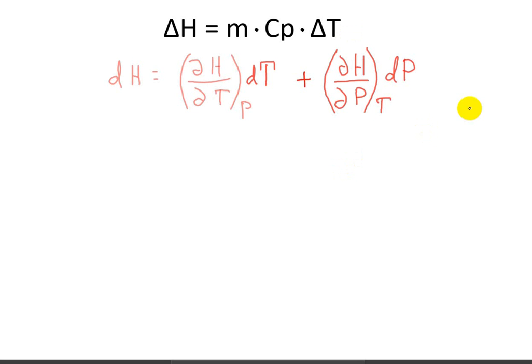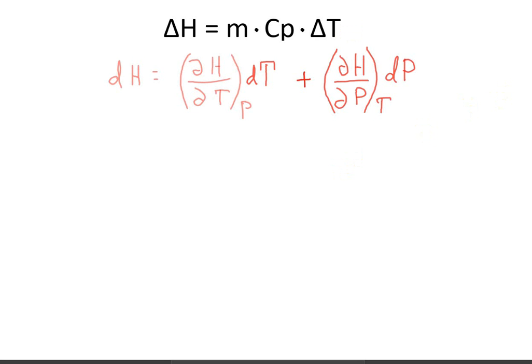This is all nice, but how can it help us to work problems? Usually at this point, we throw up an equation out of the blue that says something like delta H, remember that's the change in enthalpy, is equal to mass times the heat capacity times the change in temperature. Well, I'm going to do just a little bit of hand waving and try to show where this comes from. Talk about out of the blue.